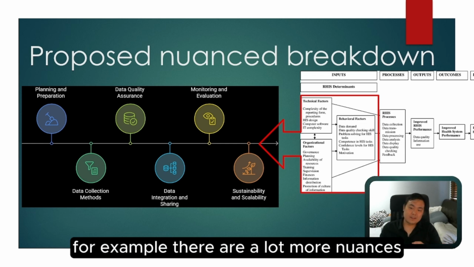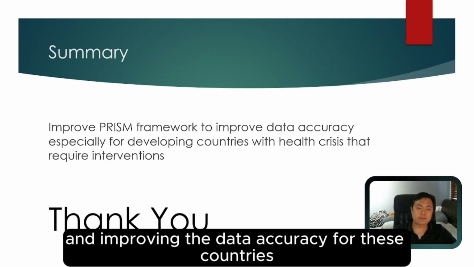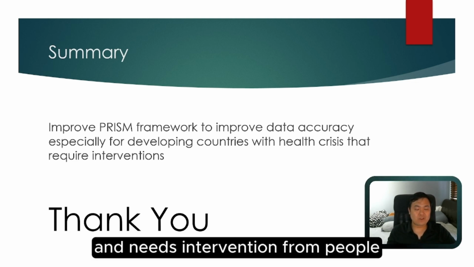There are a lot more nuances in the rest of the 5 steps. So in summary, it's about improving this PRISM framework and improving the data accuracy for these countries, especially with health crises and needs intervention from people.